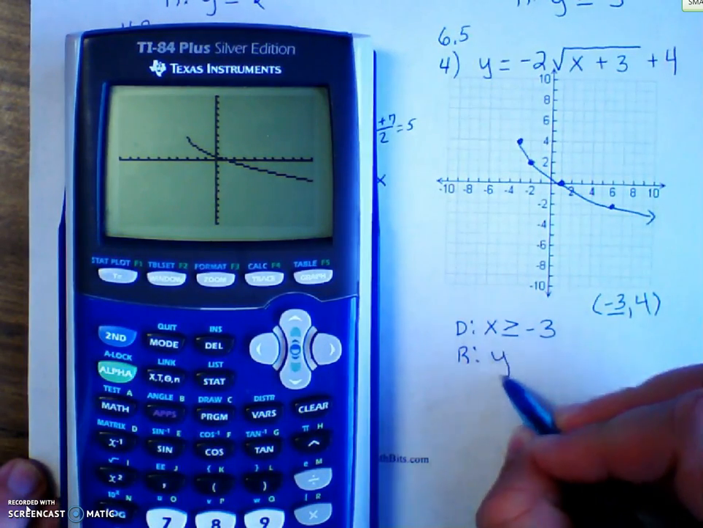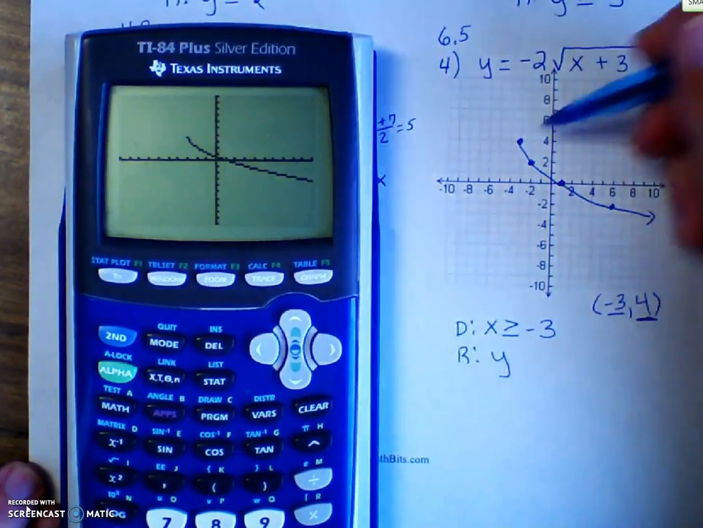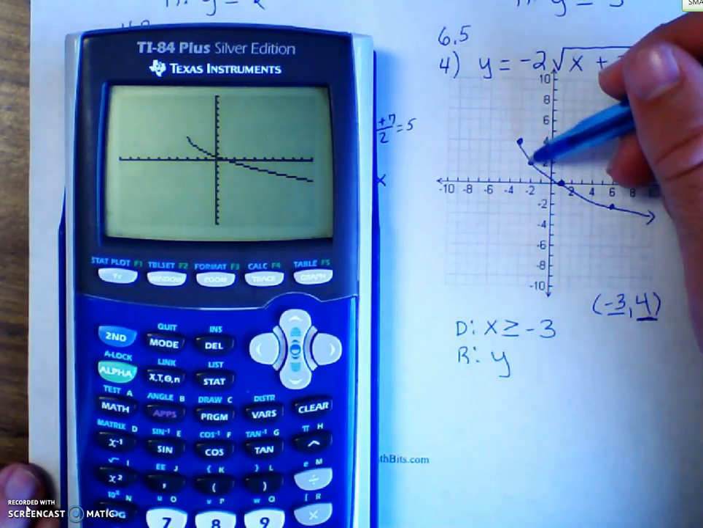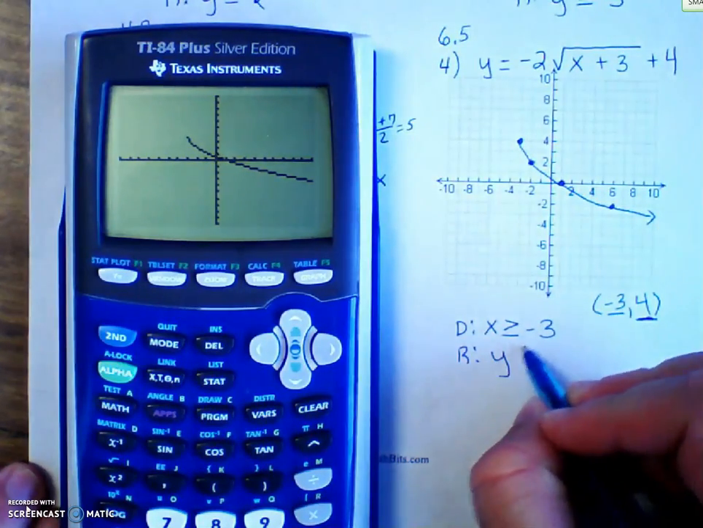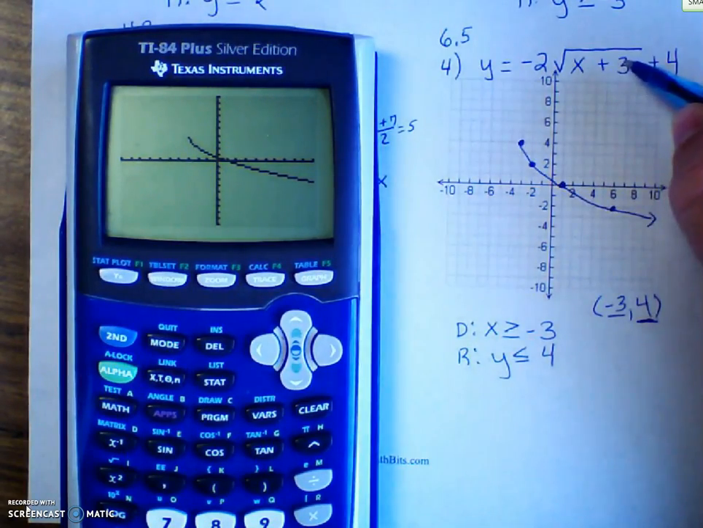Your range depends upon your y's, and your y starting point is at 4. And since this graph's highest point is 4, it starts here and then goes down forever. Because it goes down, it's less than or equal to 4. Had this graph gone up, it would have been greater than.